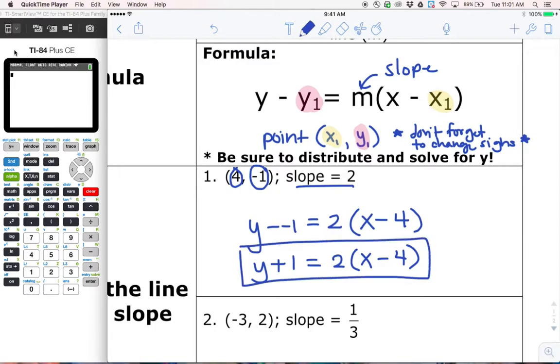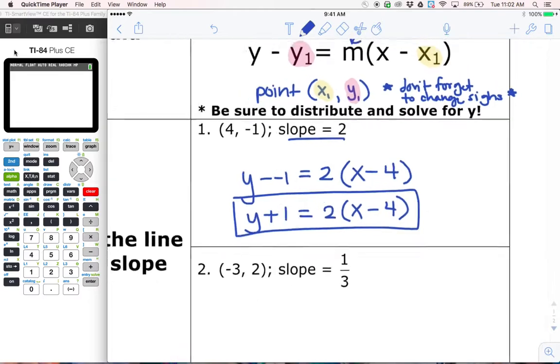All right? This is kind of what I meant when I said don't forget to change the signs, right? Because my point had a 4 for x, but I see a -4 when I look at the equation. I had a -1 for y, but I see a +1 when I look at the equation. That's what these minus signs in the formula kind of do when I write that equation, all right? Let's look at the next one.